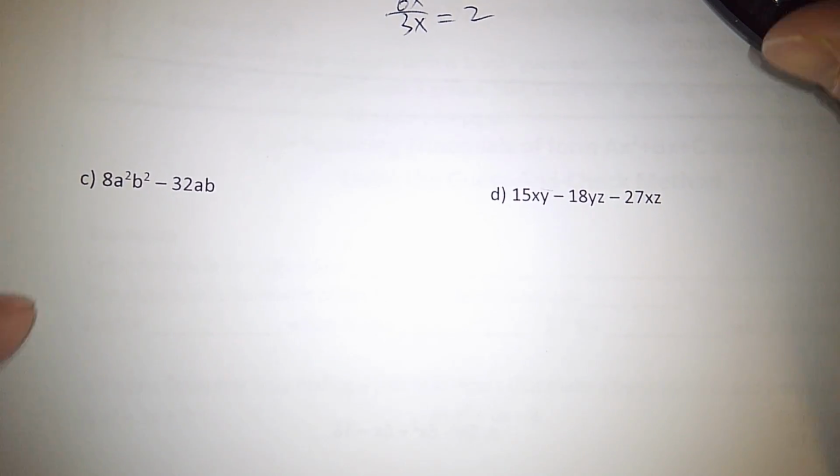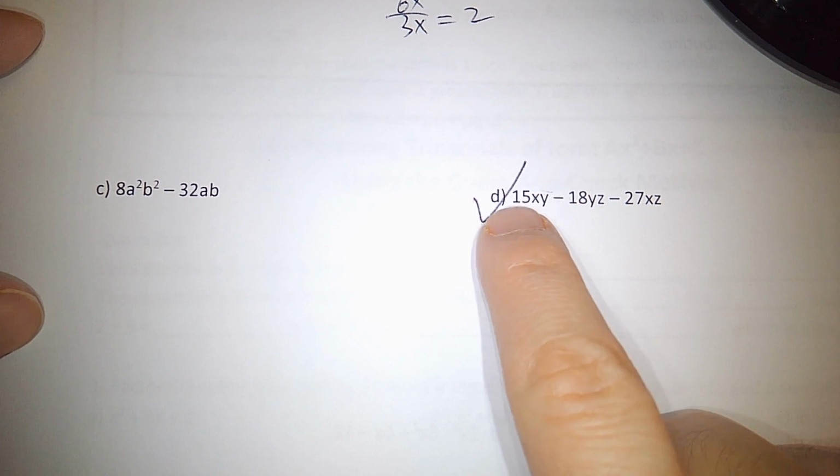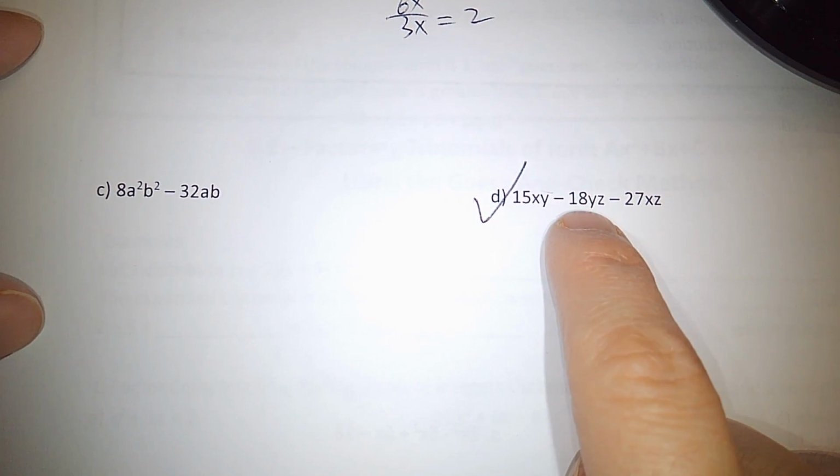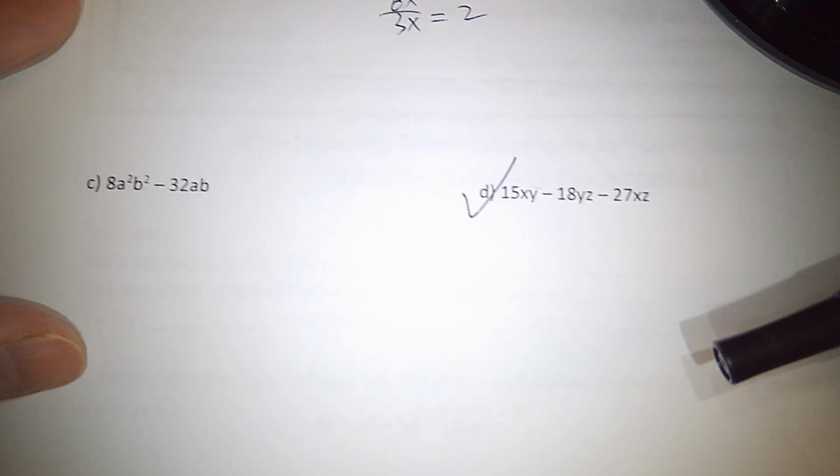Now let's try question B. 15x times y minus 18 times y times z minus 27x times z. What is the GCF?